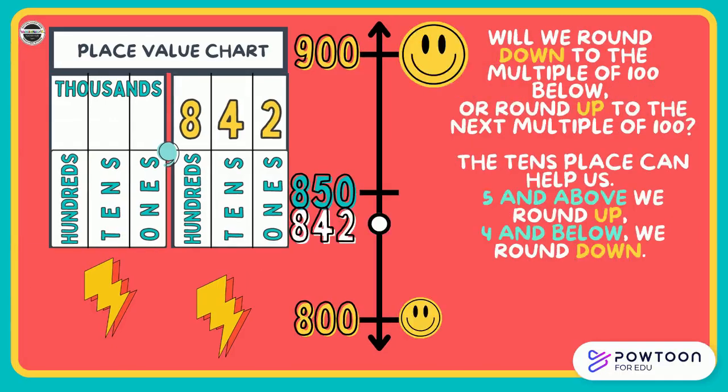Will we round down to the multiple of 100 below or round up to the next multiple of 100? The tens place can help us. 5 and above, we round up. 4 and below, we round down. I'm looking at the tens place in 842. I see a 4. That's 4 and below, so I know I'm rounding down. 800 is down below 842 on my number line, so I know 842 rounded to the nearest 100 is 800.